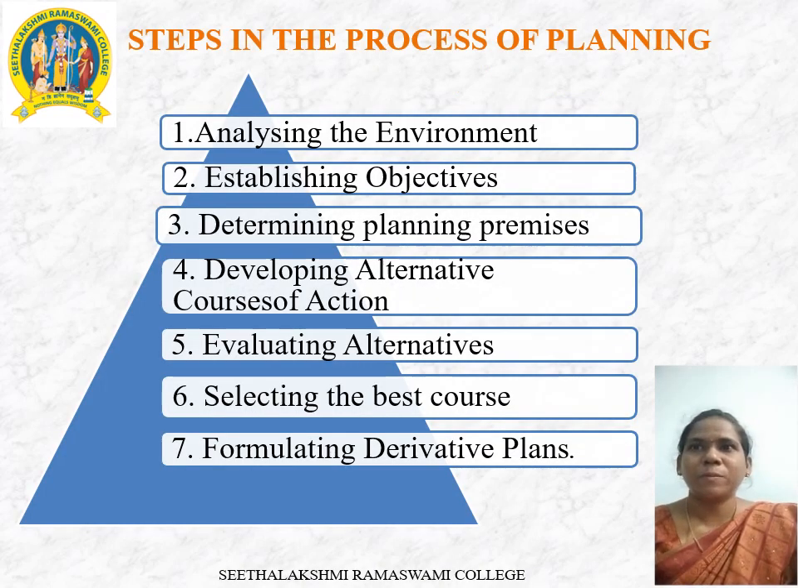Steps in the process of planning. They are divided into 7 steps. First step, analyzing the environment. Second step, establishing objectives. Third step, determining planning premises. Fourth step, developing alternative courses of action. Fifth step, evaluating alternatives. Sixth step, selecting the best course. And then the final one, formulating derivative plans.